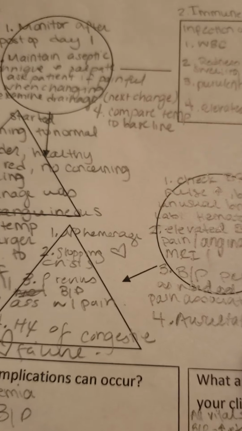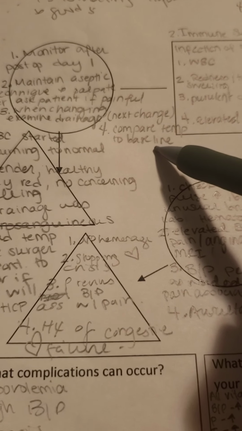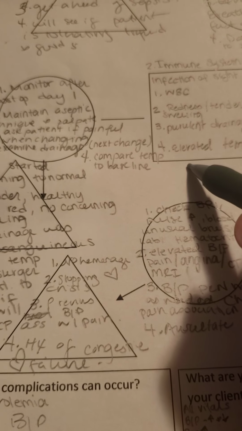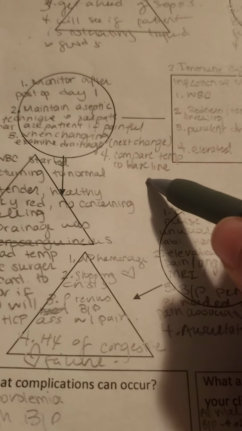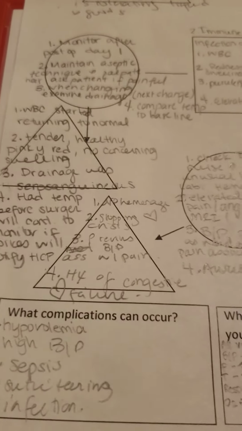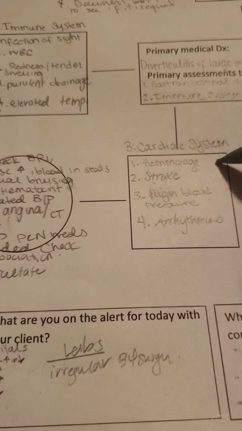Check for elevated temp. That's another sign of infection. You can always compare to their baseline temperature to see if they're usually high, then it's not really a concern, but if they're usually low and now it's elevated. This patient actually did have a temperature before surgery, so that's something that would be a little bit harder to assess, but when you check all these other things, it'll come together. Next would be the cardiac system, checking for hemorrhage.